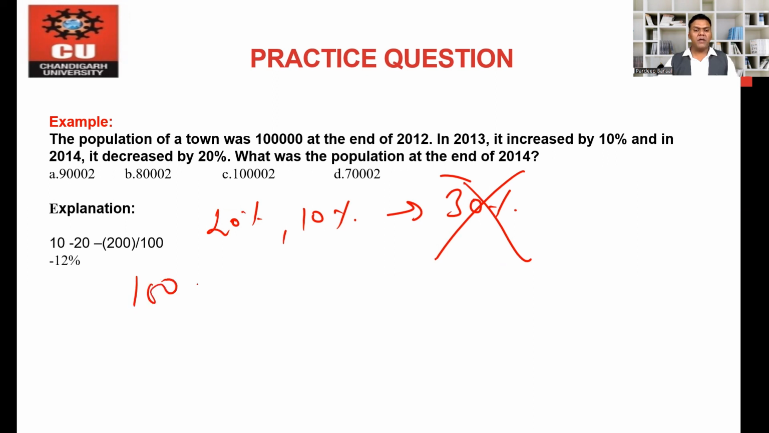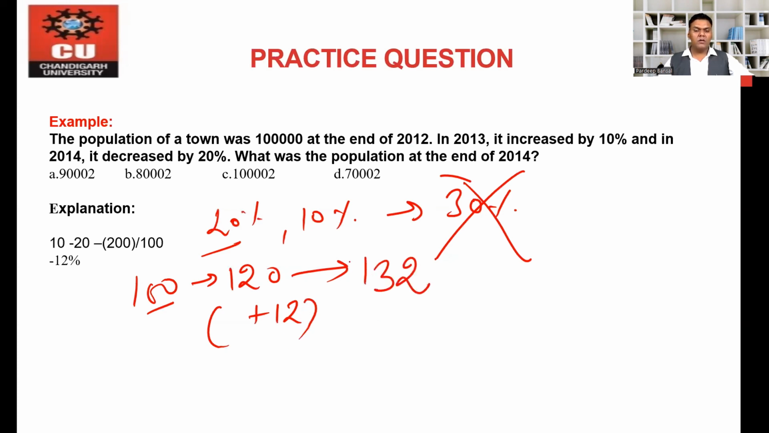Let's say the first price of the pen is 100. It increases by 20%. So the new price is 20% higher than 100. I hope each one of you can calculate it. 100 plus 20% of 100, which makes it 120. Now it again increases by 10%. So 10% of 120 is how much? 12. So that means the new price is 132.